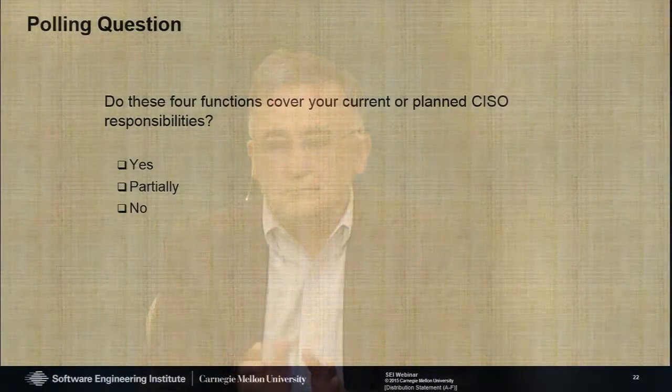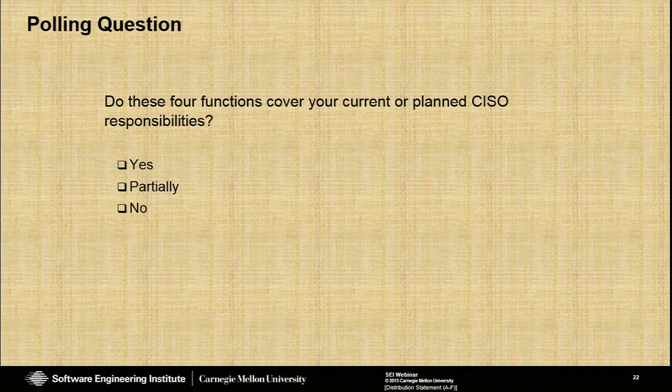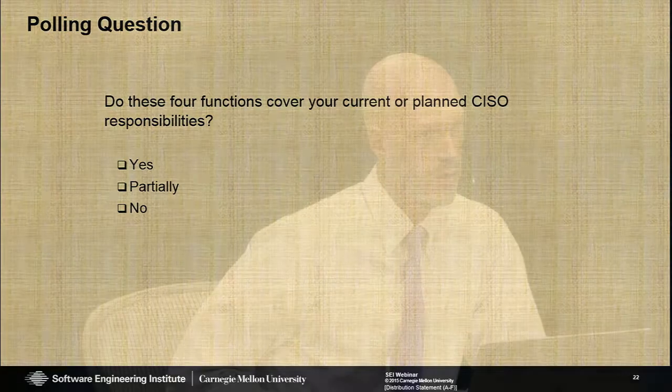So at this time, I'm going to bring up one of the polling questions. As we mentioned at the beginning, we'll launch a few polling questions throughout the presentation to help us direct the flow of the talk to make sure you're getting all you need out of this presentation. That question is on your screen now, asking, do these four functions cover your current or planned CISO responsibilities? We'll give you about 15 seconds to vote.